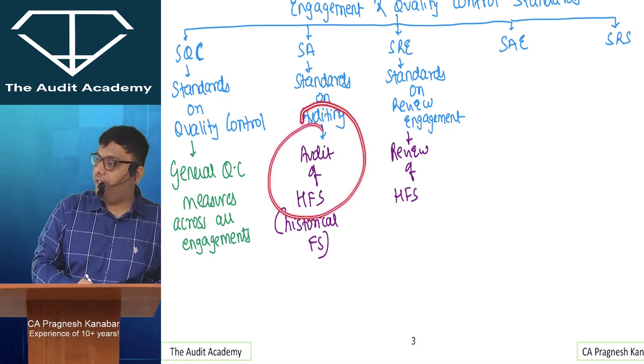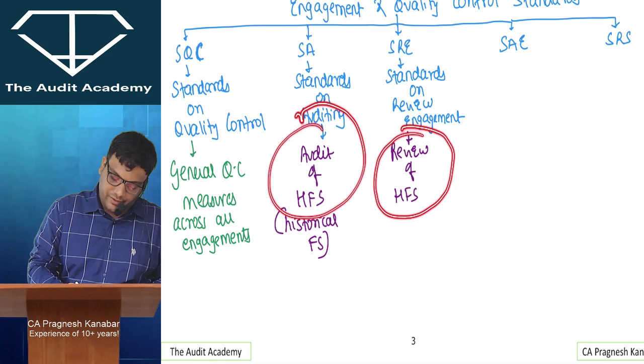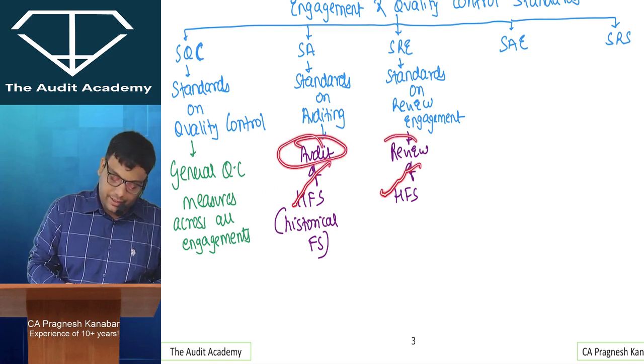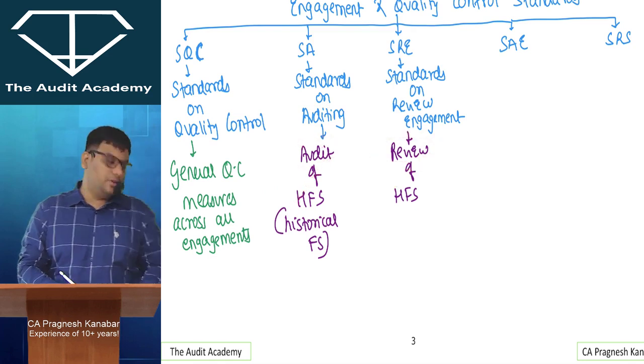Audit of historical financial statements, review of historical financial statements. The HFS part is common. The only difference is audit and review. Now, what is the difference between the word audit and review?